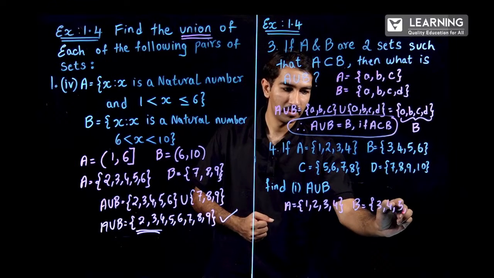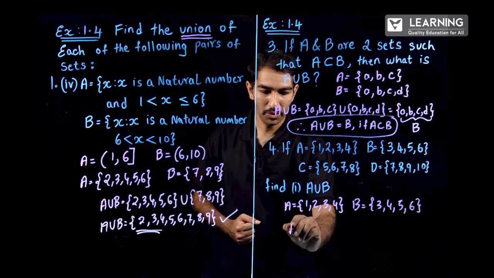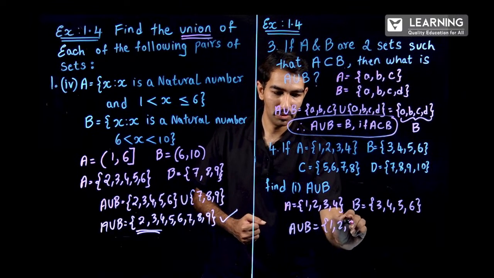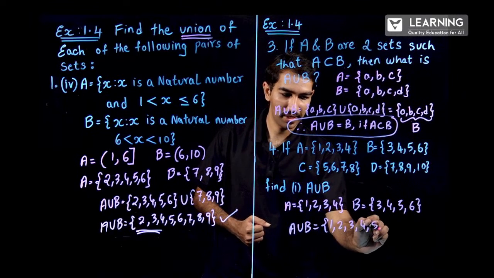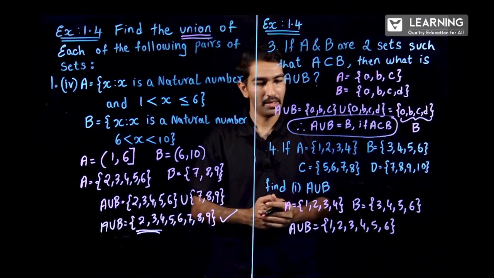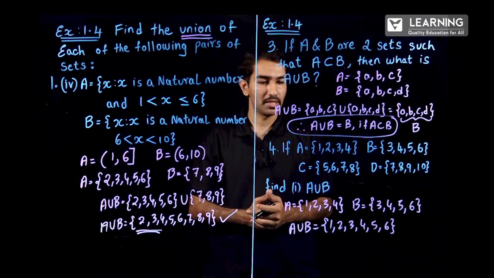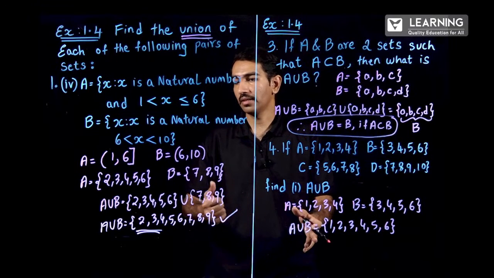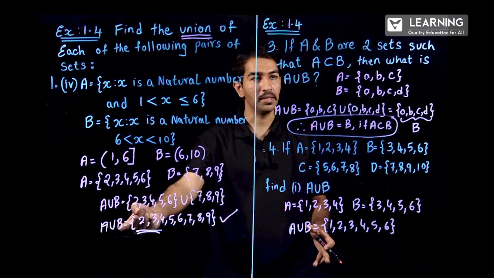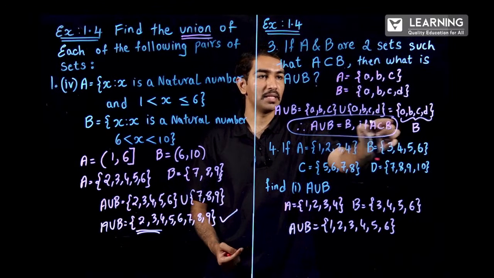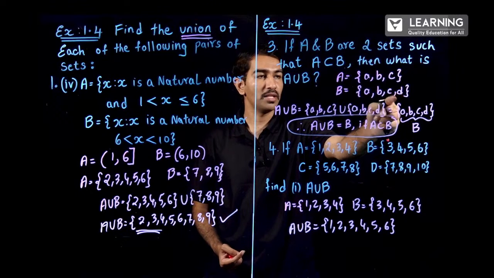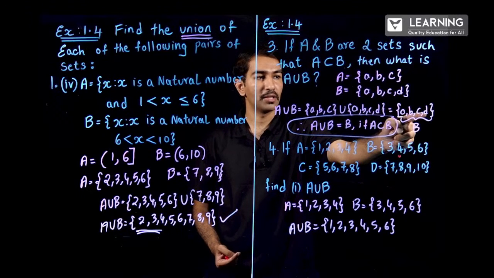So A union B can be written as 1, 2, 3, 4, 5 and 6. So what is the meaning of union, students? Means repeating elements should be written only once. So that is what we have done here as well, A union B. Here also we have done the same thing. So repeating elements, A, B, C is repeating here also, so write it only once. And what else is repeating in B? D. So write that also here.